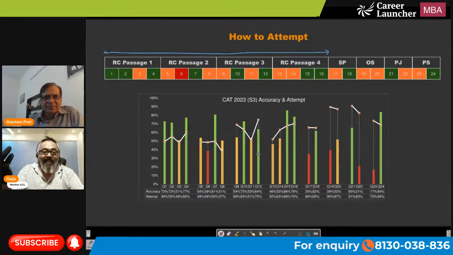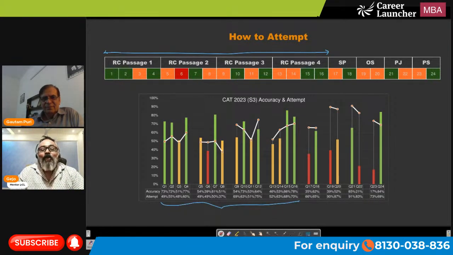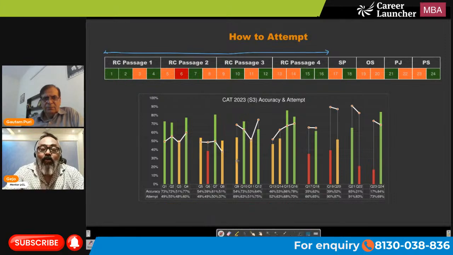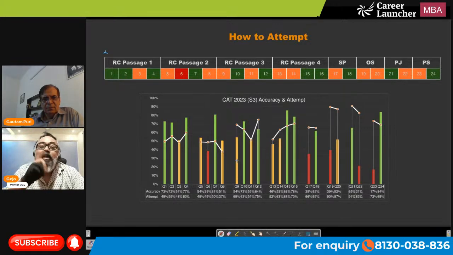GP, what is a CC passage? What is a difficult passage? Look at this data and tell me how you differentiate between these and these two. At the end of the day, your problem is not going to be with the passage. Your problem is eventually going to be with how the options are created.